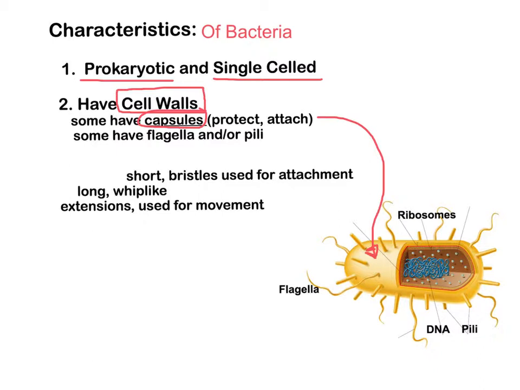Some of these bacteria, not all bacteria, but some, have something called flagella. And flagella are long whip-like extensions that are used for movement.